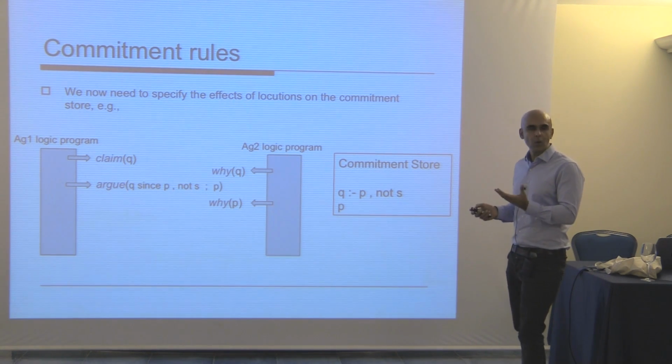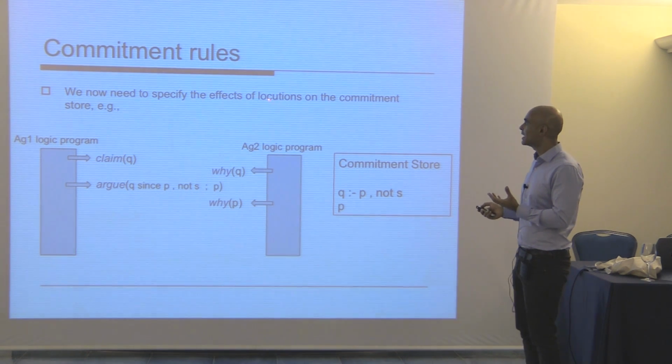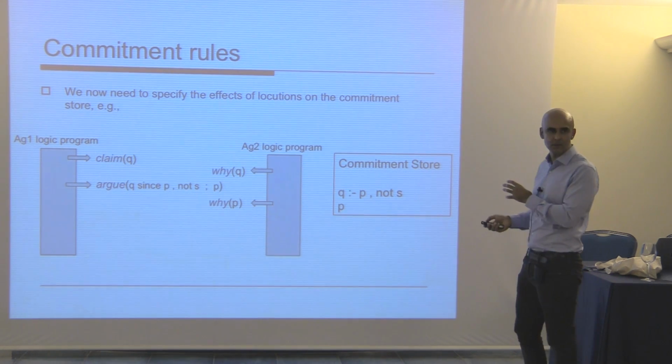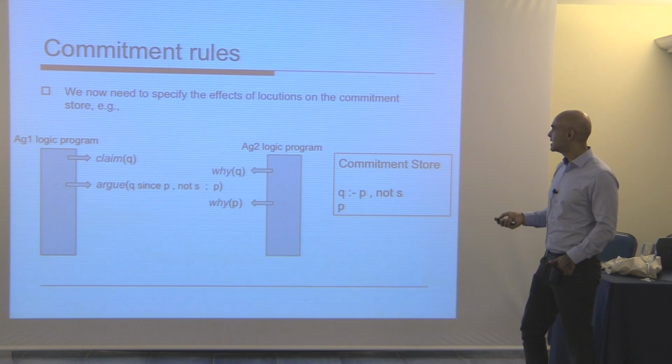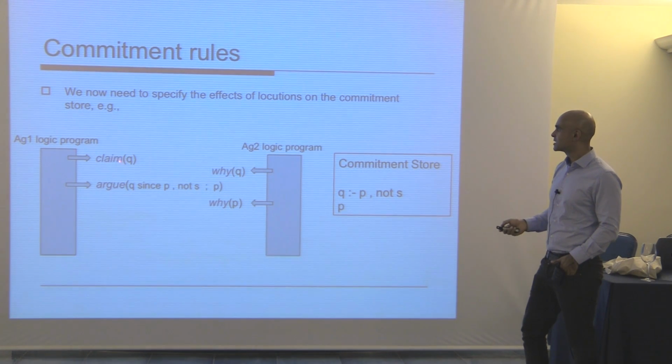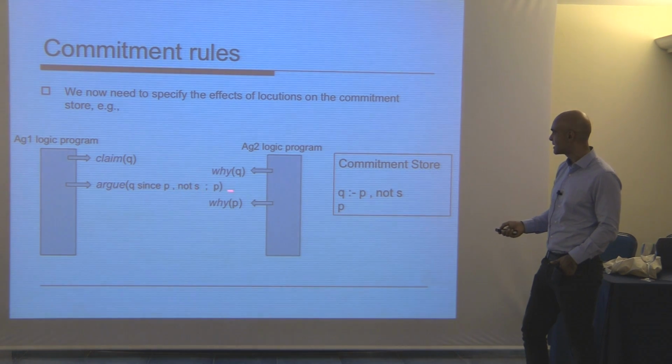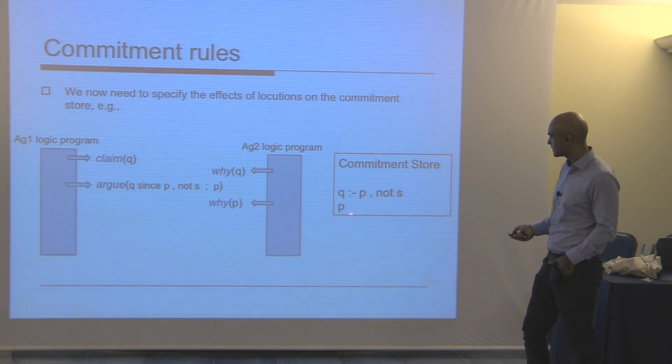So, of course, we now need to specify that it's not simply a question of whatever's asserted going into the commitment store. We need to specify the effects of locutions on the commitment store. In this case, Agent 1 says Q. Agent 2 says why Q. Agent 1 says, well, Q since P, not S, P. So at this stage, we've asserted into the commitment store the content Q and the argument for Q: Q since the rule, Q since P, not S, and the fact P. So whatever the content of this locution is, the rule Q since P, not S, and the fact P. Now, agent 2 says why P.